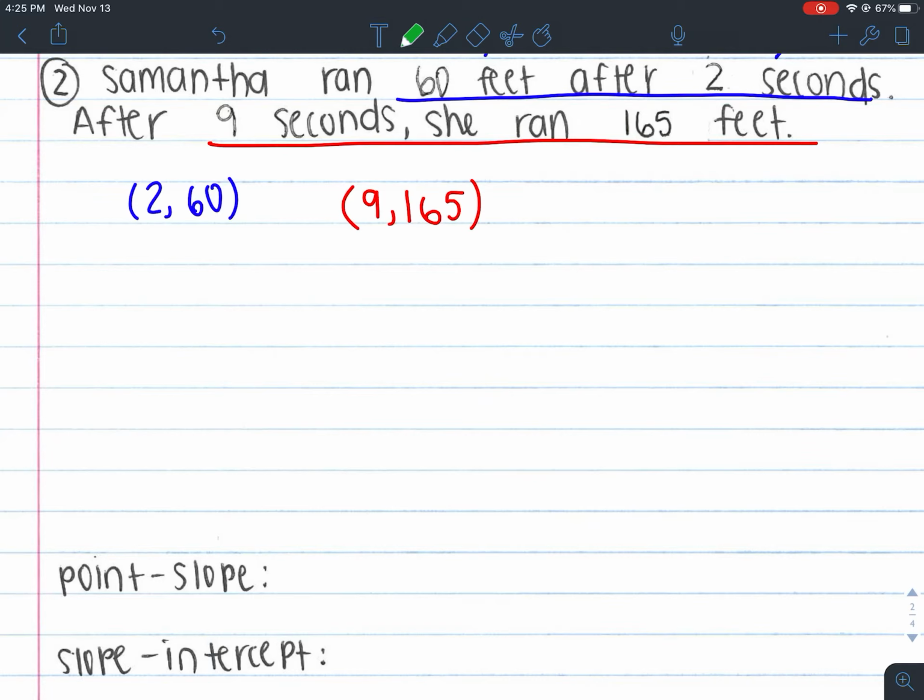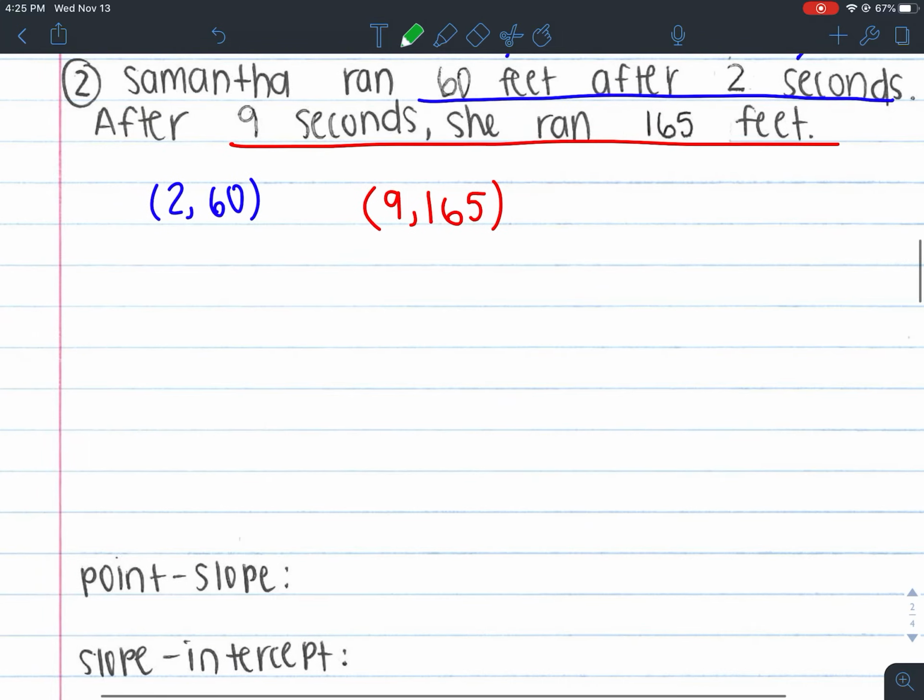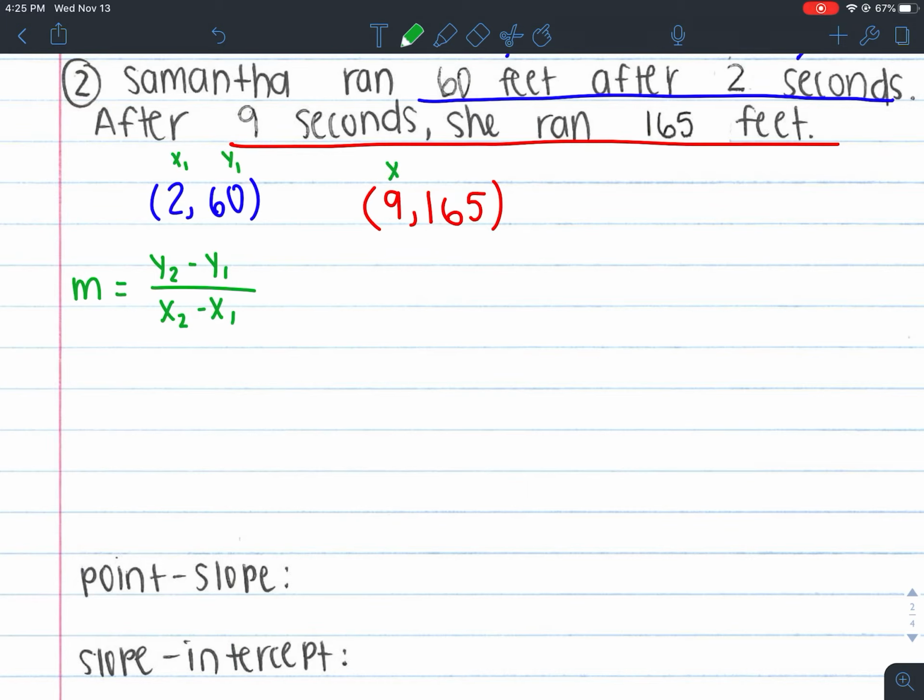Okay, well, in the last problem, we were given the slope. Here, we're not given the slope, so we have to find the slope. We've got to use our slope formula to find it. M equals y2 minus y1 over x2 minus x1. Well, let's go ahead and label our points.